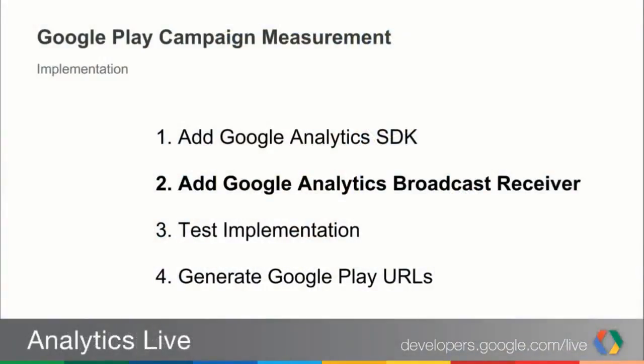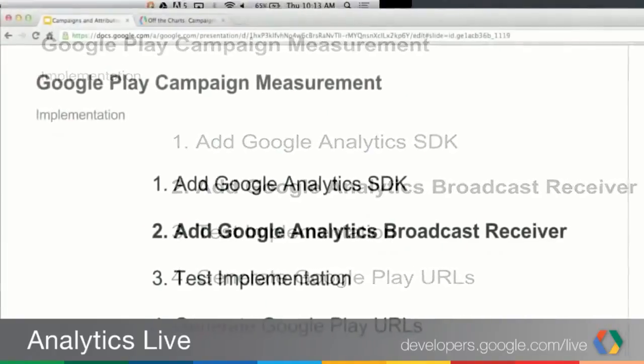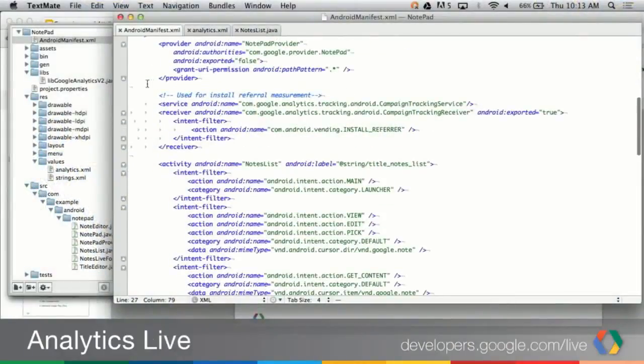Once the SDK is implemented, however you're going to do that, the next step is to make sure that the broadcast receiver actually gets implemented as well. This is going to be the receiver that takes the install referrer intent that the Google Play Store is going to send to your app. So really quickly, what that's going to look like. If we go to the Android manifest file, you can see I've already added it here. You can get this from the developer site, or it's in the Javadoc as well. But basically, it's a service and the receiver.